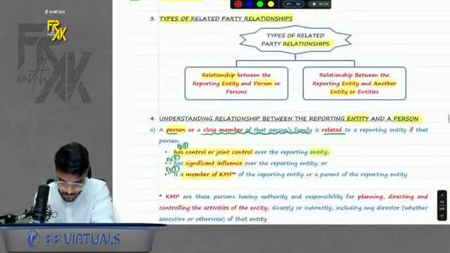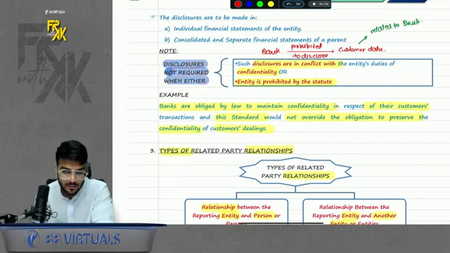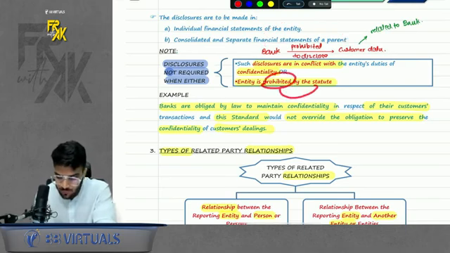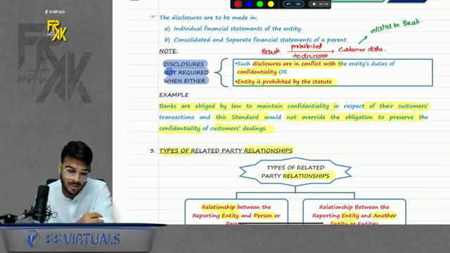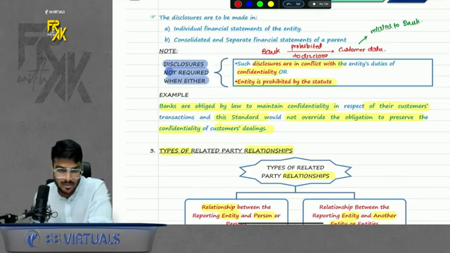One more thing, in certain cases disclosure won't be required even if there is a relationship. Why? If it is prohibited by your legal framework, if prohibited by statute. For example, banks are not required to disclose the KYC data of their customers. So even if the customer is related, the bank need not disclose the relationship.